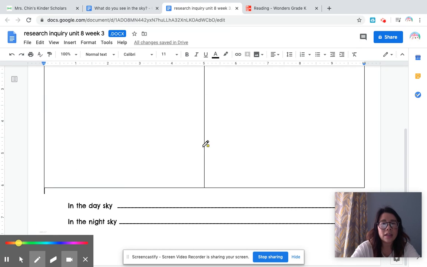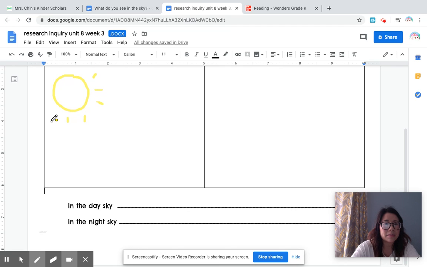And I think to indicate what I have in the day sky is I would draw a sun, right? Because in the day sky, we can definitely see the sun. Now on the opposite side, I'm going to say in the night sky, I can see the moon, right? And I'm going to draw some stars here on the side to show that these are some other things that I can see in the night sky.